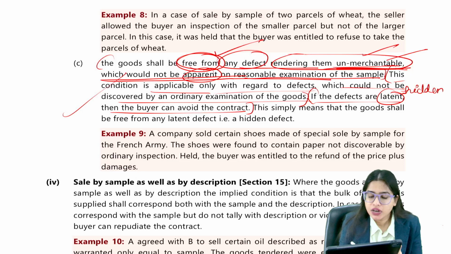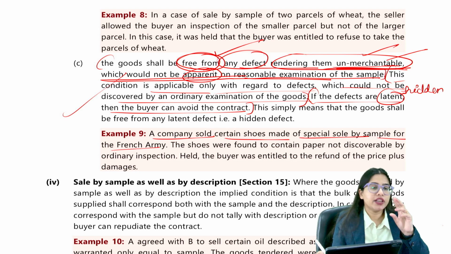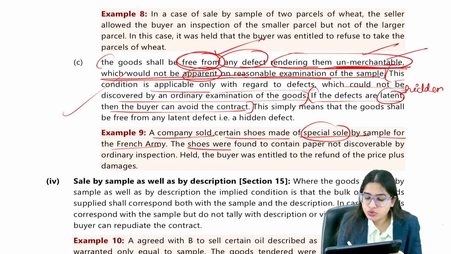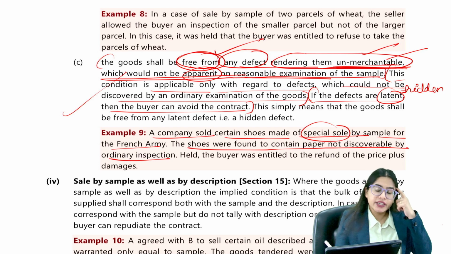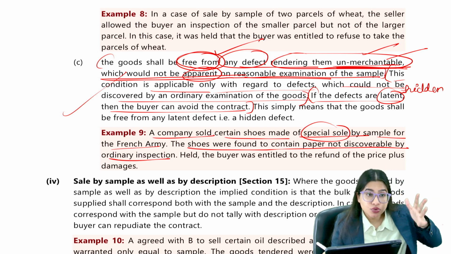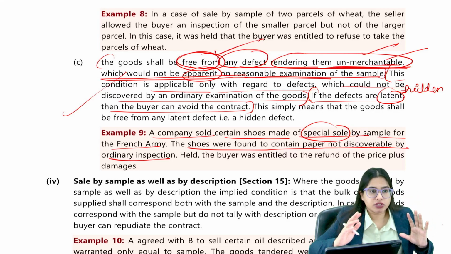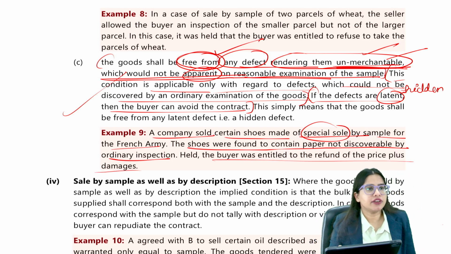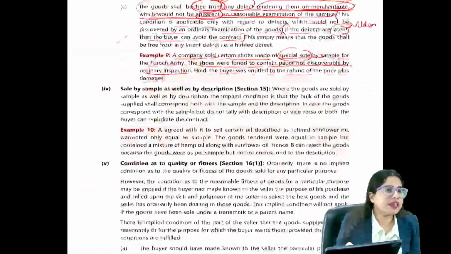For example, a company sold certain shoes with a special sole, by sample, for the French army. There was a special sole. Now the shoes were found to contain paper, not discoverable by ordinary examination. Later they found out that in the shoe there is no sole, there is just paper, which you cannot discover by ordinary inspection. So in this case, the buyer was entitled to claim the refund and the damages, and he can return the goods. This is known as sale by sample. This is an implied condition.